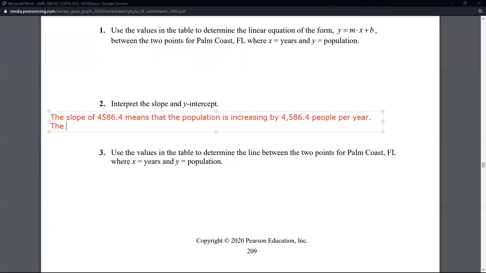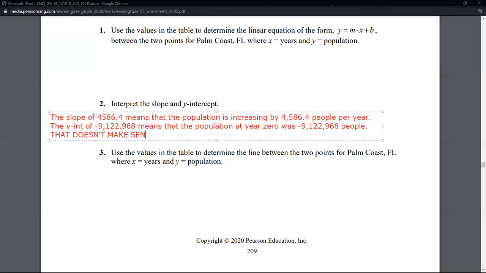So that's the slope. The y-intercept, or the initial value of minus 9,122,968, means that the population at, now remember, y-intercept means the initial amount, which means the 0. So at year 0 was negative 9,122,968 people. What? Huh? At year 0, there were negative 9 million people in Palm Coast, Florida? Guess what? That doesn't make sense.